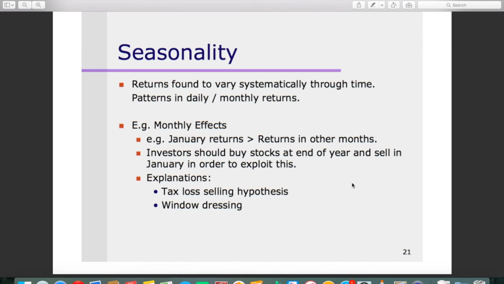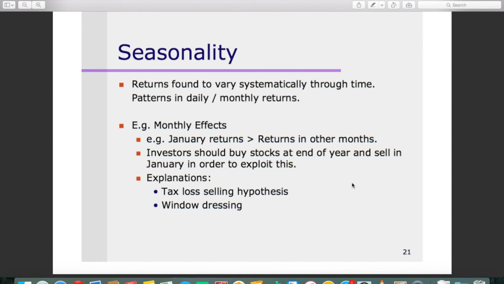The first point is tax loss selling. Tax loss selling could explain this in a rational way. In other words, there might be a good reason why January sees these higher returns. So in many countries, the year over which the tax liability is calculated would be the calendar year. Between January and December, what gains did you make or what income did you make will determine how much tax you have to pay.